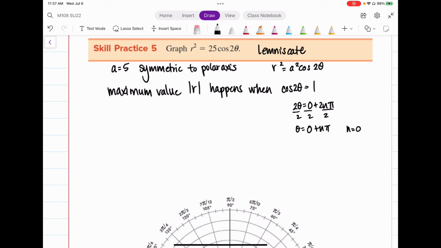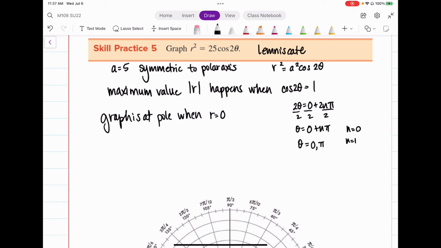If n equals 0, then theta equals 0. If n equals 1, then 0 plus pi is pi. If n equals 2, we have 2 pi, which is outside our interval. So cosine of 2 theta equals 1 when theta equals 0 and pi. That's when we're going to get our maximum values.